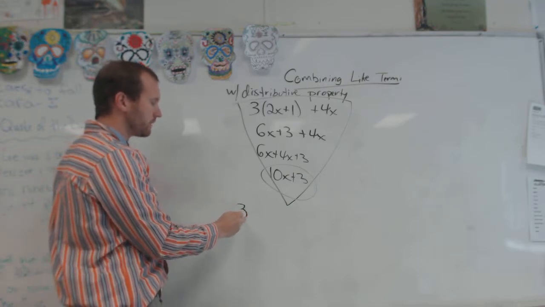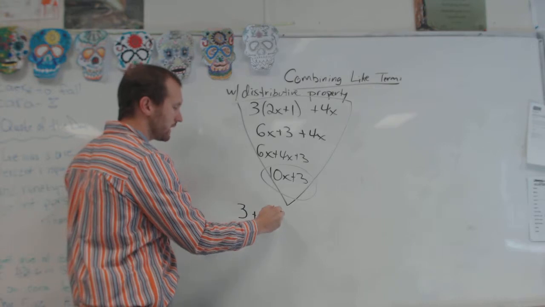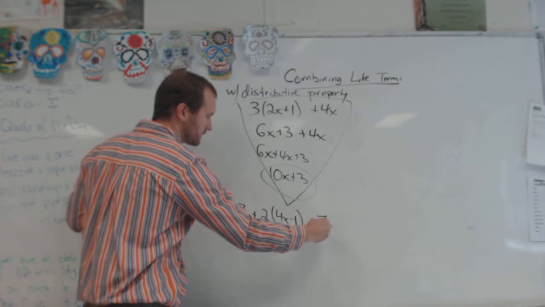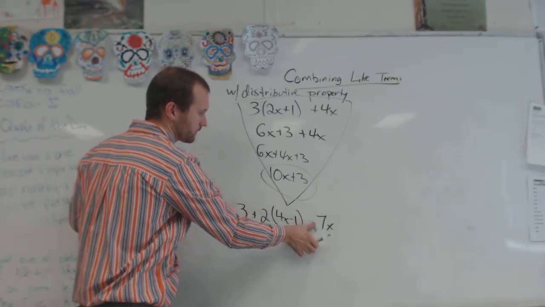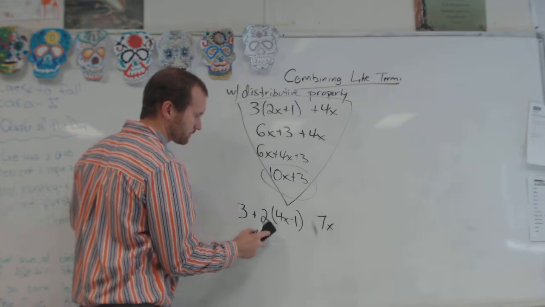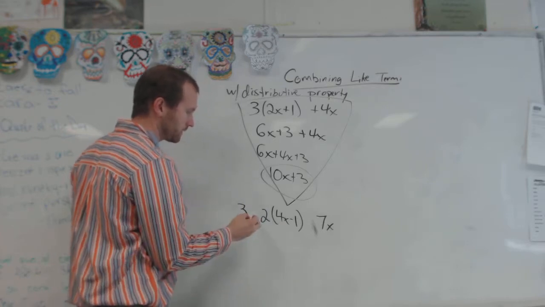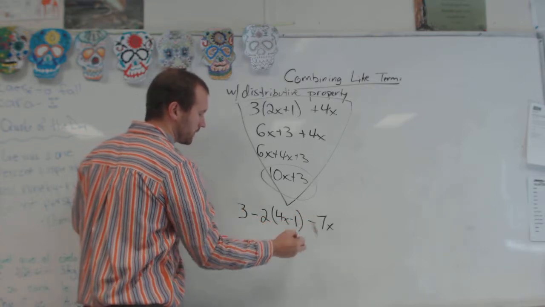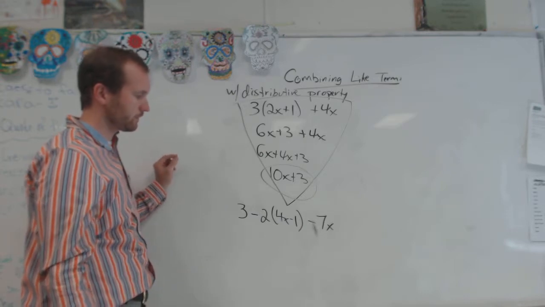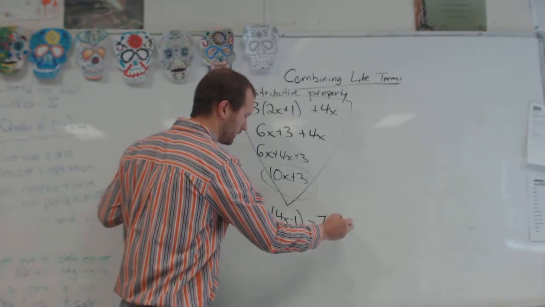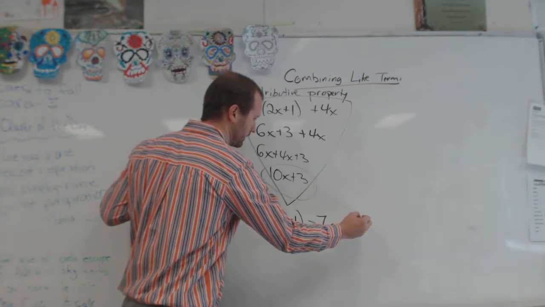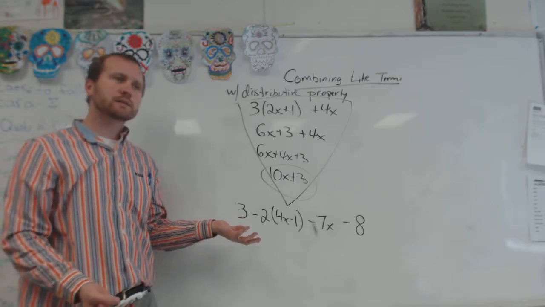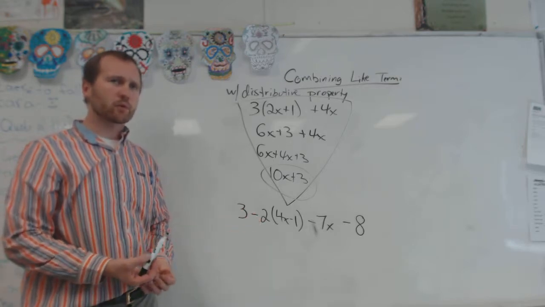One more. What if I had 3 plus 2 times 4x minus 1 plus 7x? Actually, I'm gonna do this a little differently. Minus 2 minus 7. Okay, this is a nice long problem. What I want to show you in this problem is what happens when you have some negative numbers.